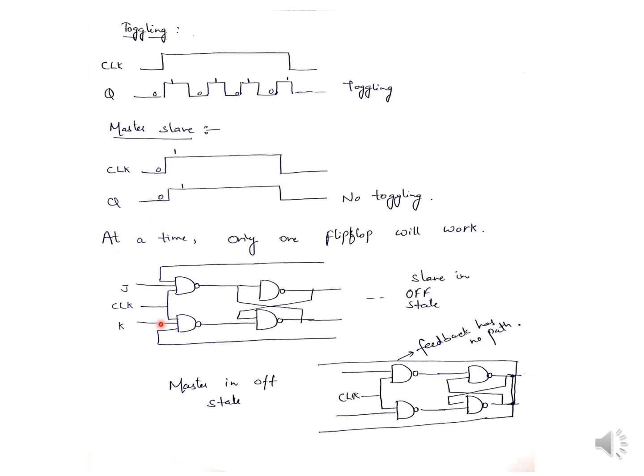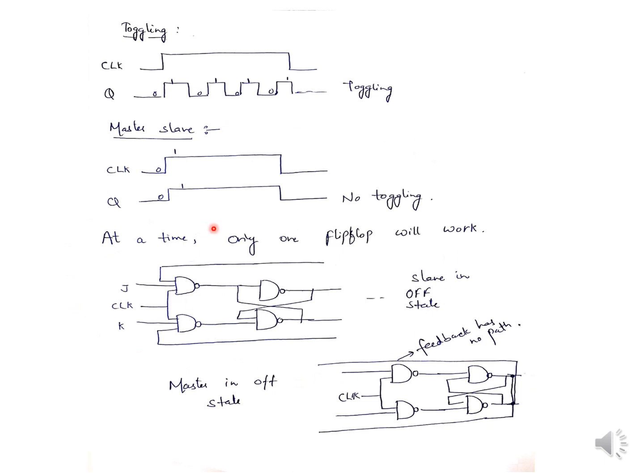Understand this? And in the negative cycle, the master will be in the off state and only the slave will work. If the slave is working, you can see the output is not fed back to the master. So basically the slave is working, and whatever output we are taking will be the final output. You understand this thing? So it will not toggle in the negative cycle as well. So this is all about the master slave flip-flop.